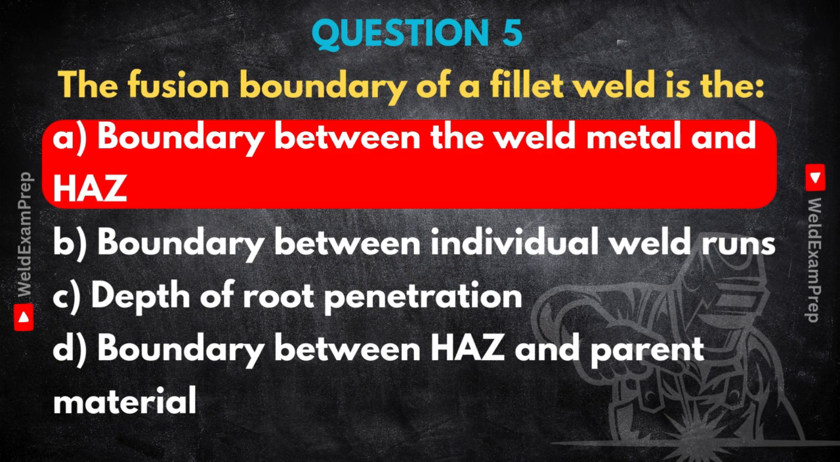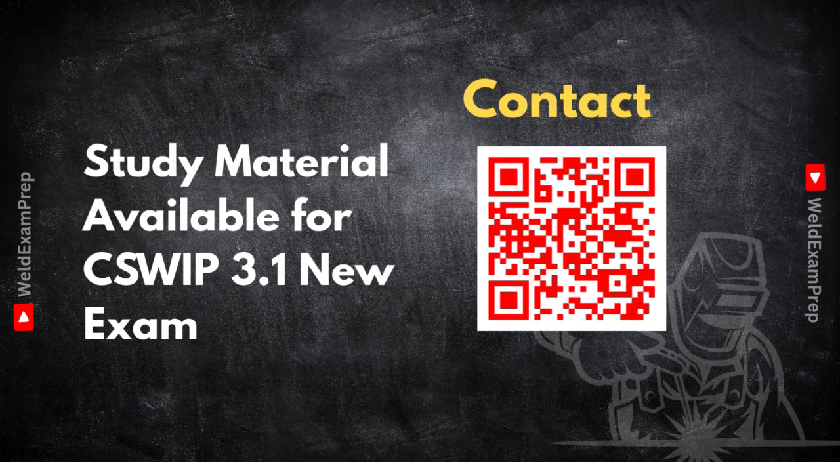And that wraps up our 5 questions. We've covered core duties, practical tools, material testing, process flaws, and weld anatomy. You've just taken a significant step in your CSWIP 3.1 prep. Hopefully, understanding the why behind these answers gives you a real confidence boost. You are better equipped now.